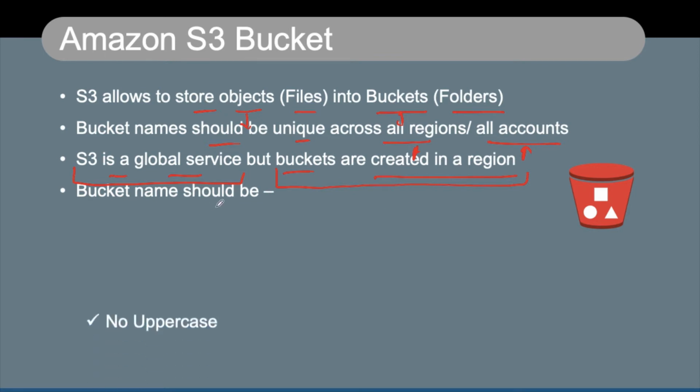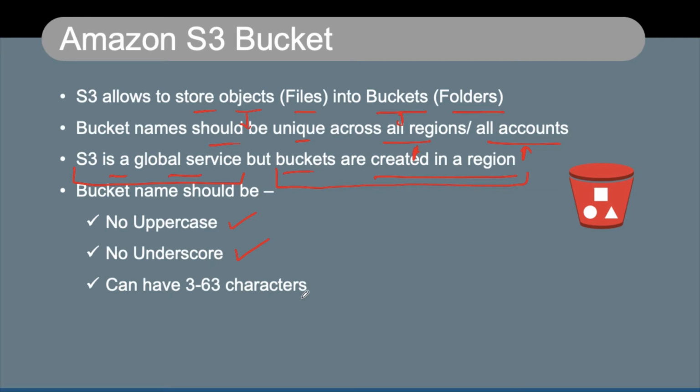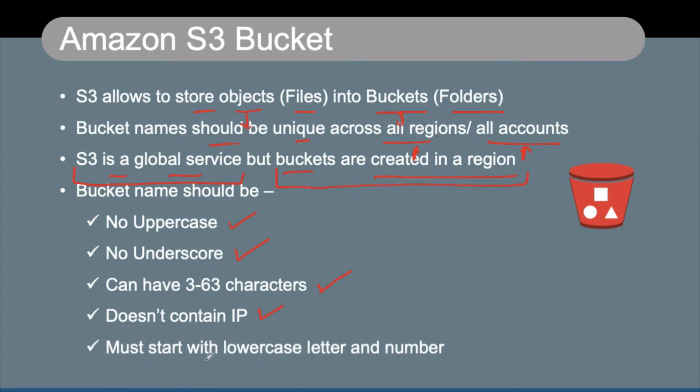Bucket name should be no uppercase, no underscore, can have 3 to 63 characters, doesn't contain any IP address, and must start with a lowercase letter or a number. So it doesn't support any uppercase, any underscore, can have 3 to 63 characters, doesn't contain any IP address, and it also should start with a lowercase letter and number.